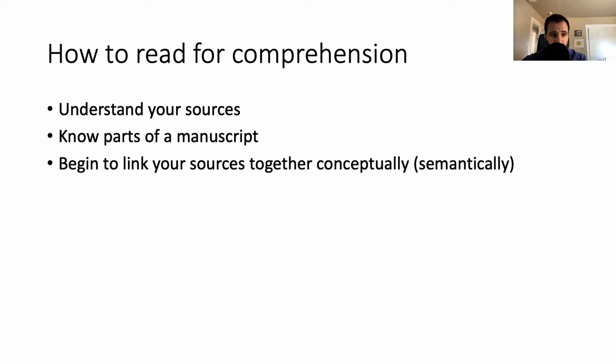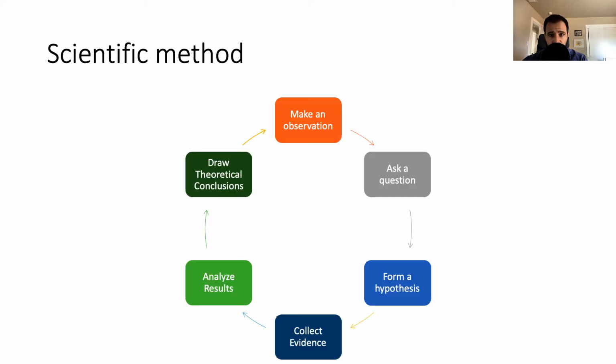And in order to do that, in order to fully understand our sources, we need to know the parts of manuscripts as they're typically constructed, so that we can begin to link our sources together in a conceptual way. Psychologists would say semantically link them. In other words, link them based around meanings. So to do that, we should talk a little bit about the scientific method. Seek this out elsewhere, by the way, if you haven't seen it already. I believe it appears in the textbook, the APA handbook.